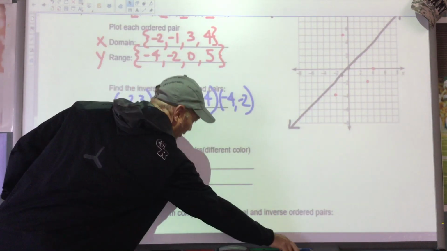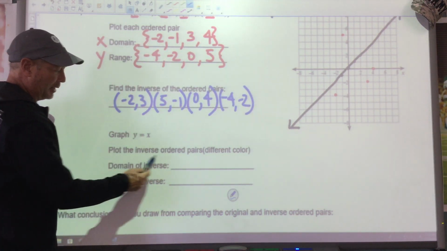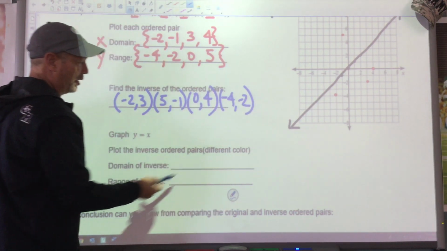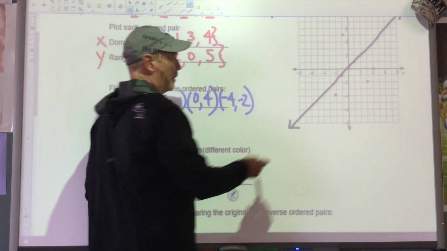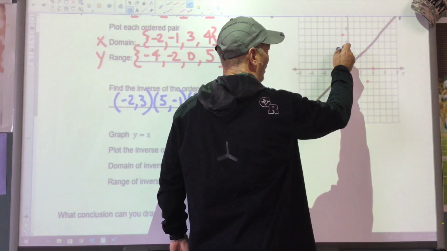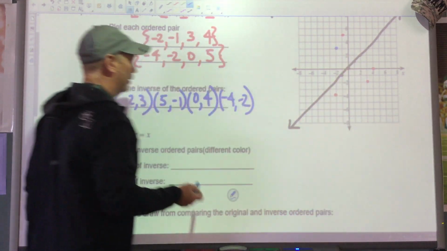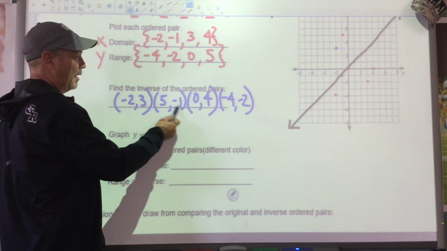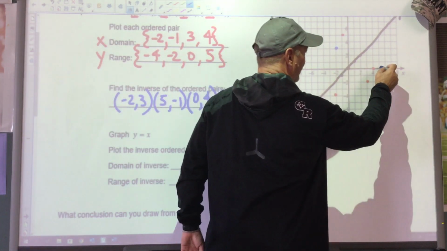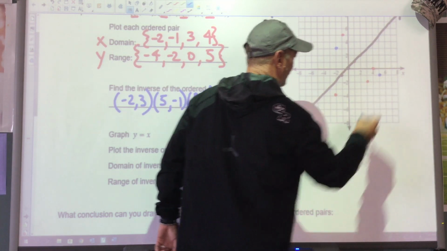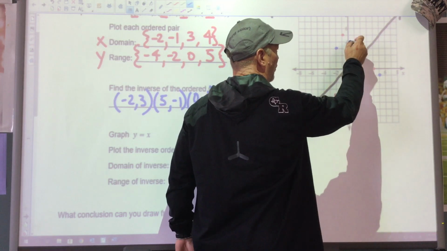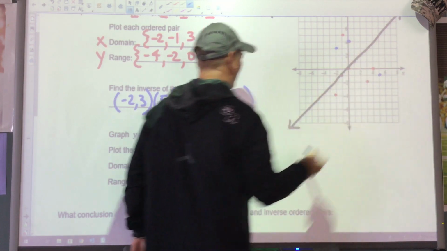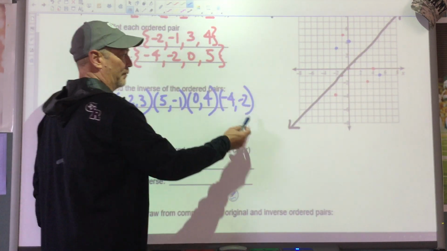They want you to plot the inverse ordered pairs in a different color. So I'm going to plot these on our graph at negative 2, positive 3, positive 5, negative 1, 0, 4, x is 0, y is 4, negative 4, negative 2.